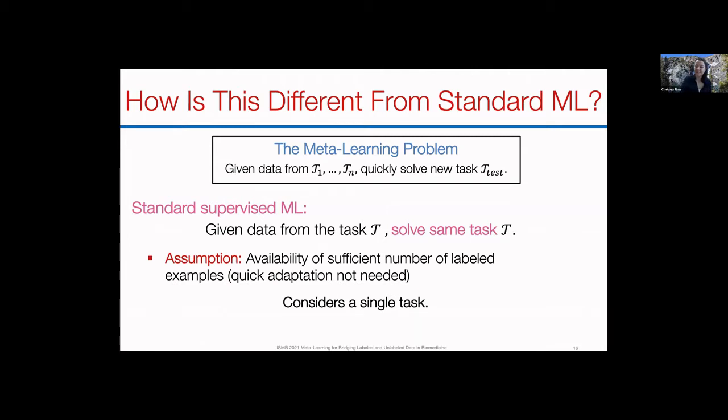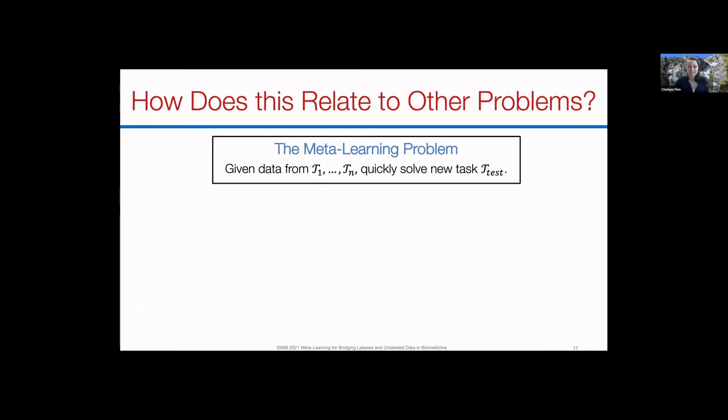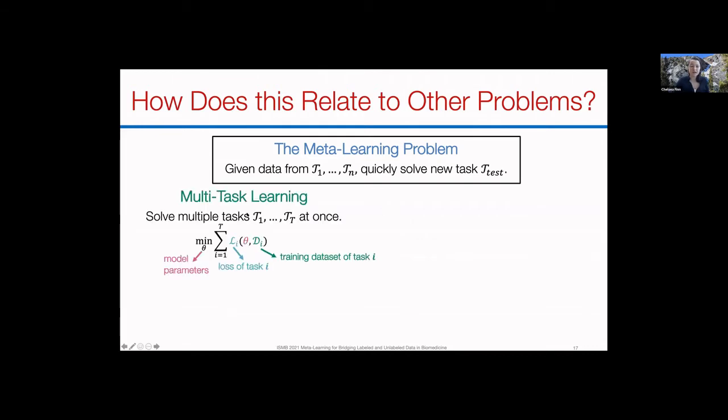There are also other problems in machine learning that are related to metalearning that I'll briefly cover here. One is the problem of multitask learning, where we want to solve multiple tasks all at once. Essentially, this corresponds to training a single model that can solve all of the different tasks by simply summing the loss functions of each of the tasks. This is different from metalearning because in metalearning, our goal is to solve a new task by leveraging data from previous tasks rather than training them all together.